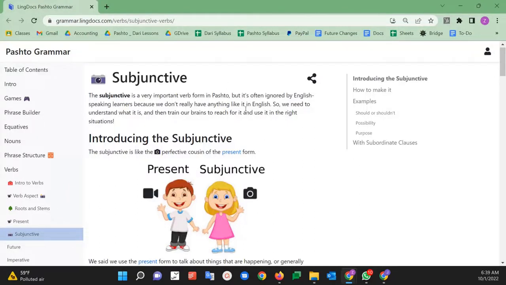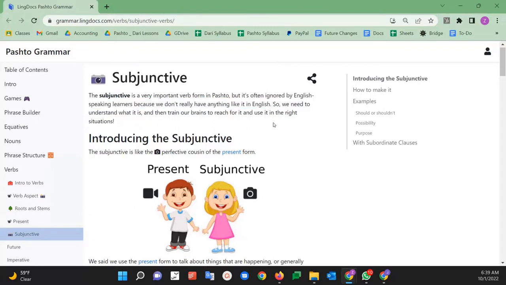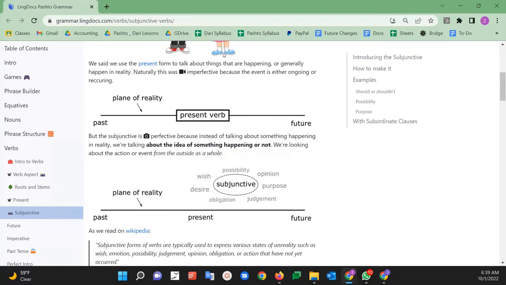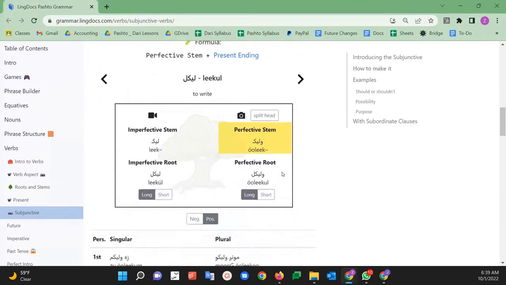All right, so in this lesson, we want to do a quick review of the subjunctive. The subjunctive is a very important form in Pashto. It's used a lot, but as Lingdok said, it's often ignored by English-speaking learners because we don't really have anything like it in English. I want to emphasize, though, that you can learn the subjunctive, and once it clicks, it'll actually come really naturally and really easy. So I'm going to let you read Lingdok's explanation here. You can read all the way down here, but I just want to highlight a few things.